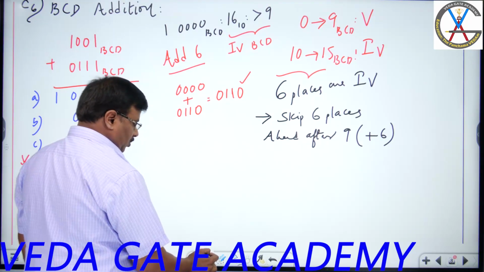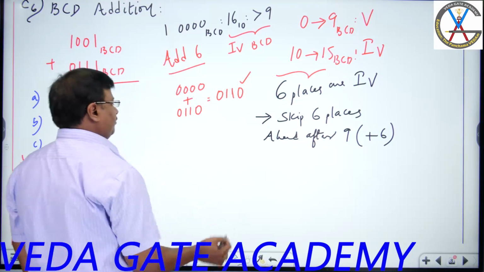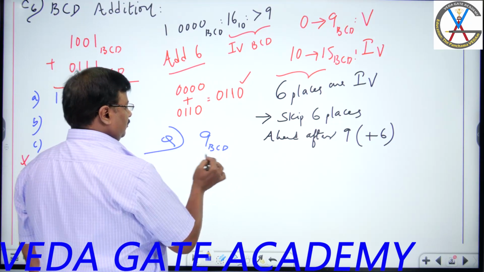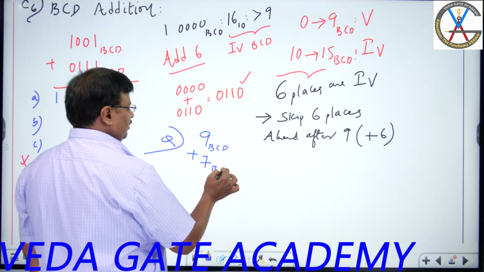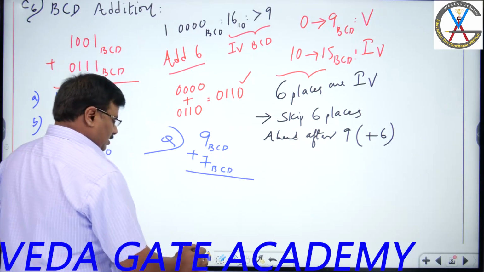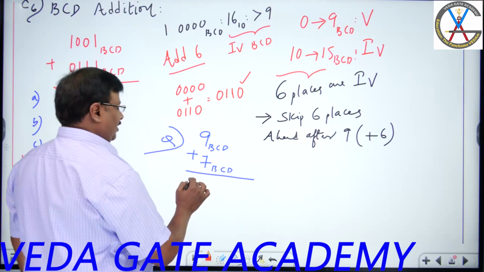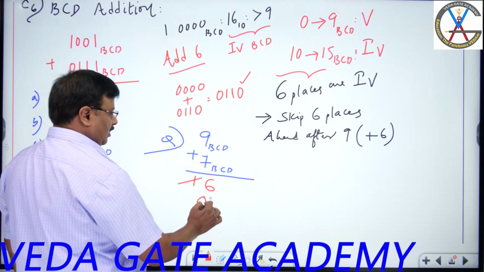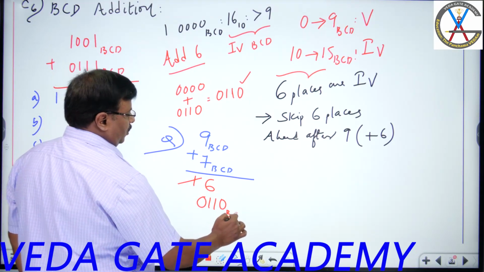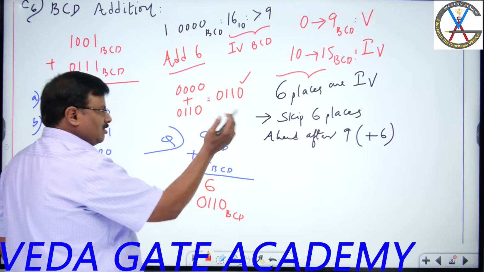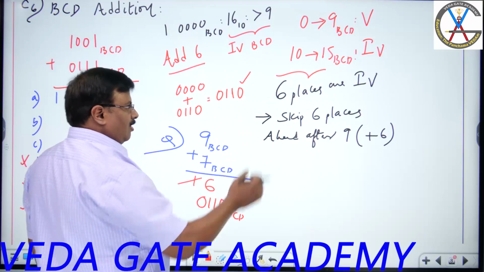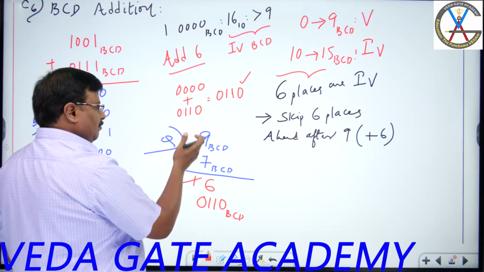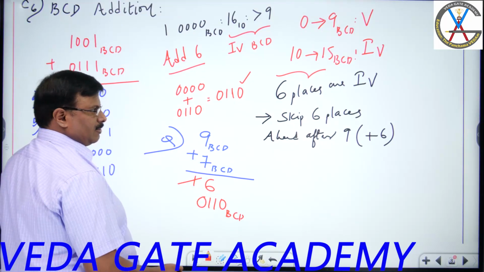Now, let me give you a shortcut for the question given. Question is 9 BCD plus 7 BCD, correct? In mathematics, 9 plus 7 is 16. Remove this one. 6 is the right answer. You go by the fundamental procedure: 9 plus 7 is 16, 1 0 0 0 0, 16 is greater than 9, add 6, 0 plus 6 equal to 6 appeared. Similarly, shortcut is 9 plus 7, 16, cancel this one, 6 is the right answer.